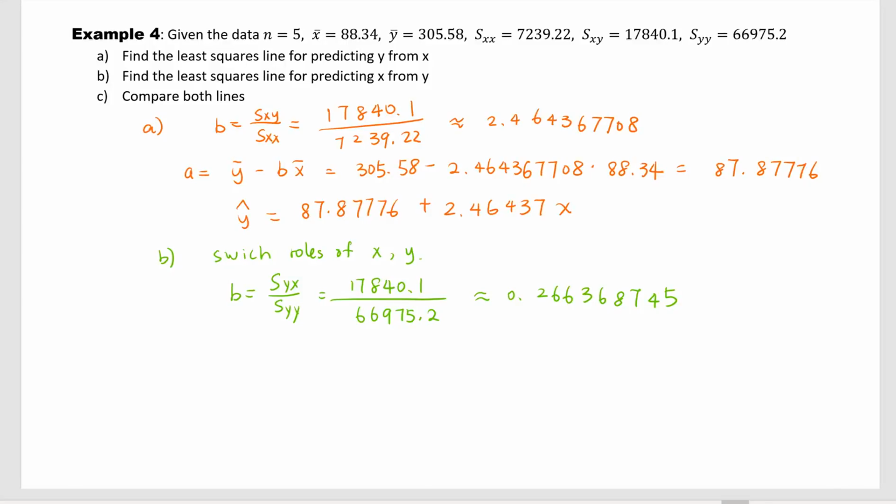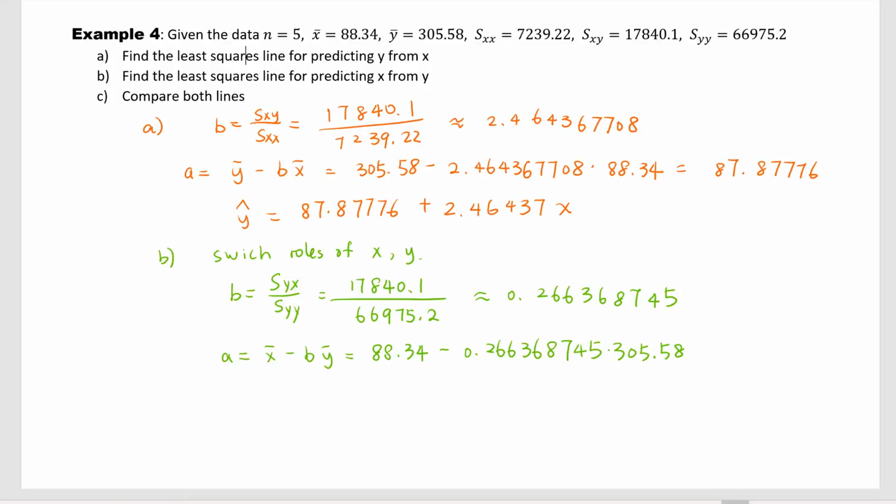Okay, good. And then A is, remember we switched the rows of X and Y. Then A is going to be X bar minus B Y bar. X bar is 88.34. B is 0.266368745. Y bar is 305.58. So far, so good.